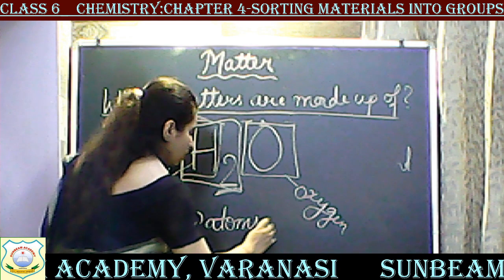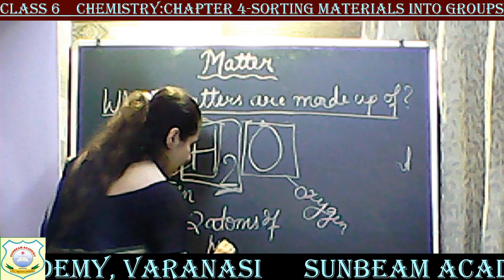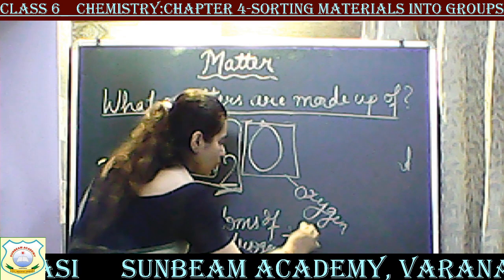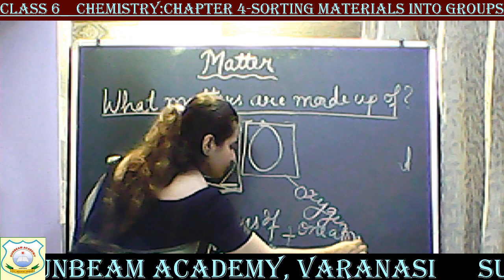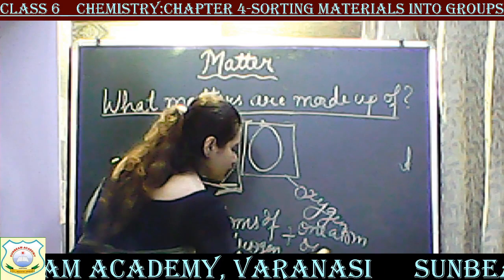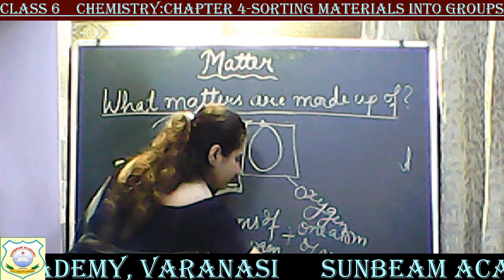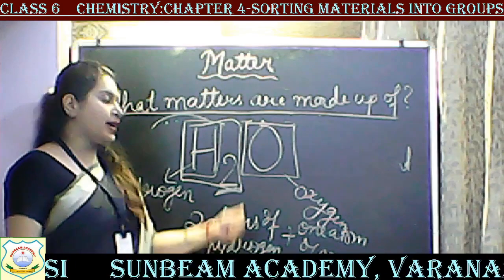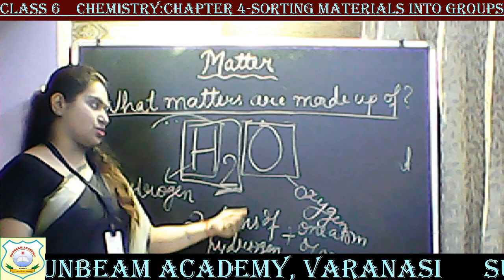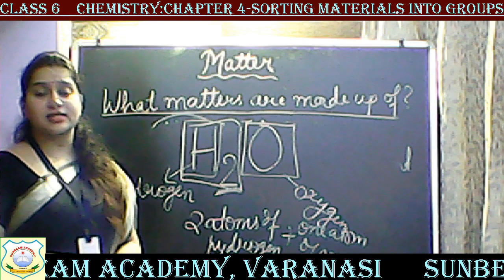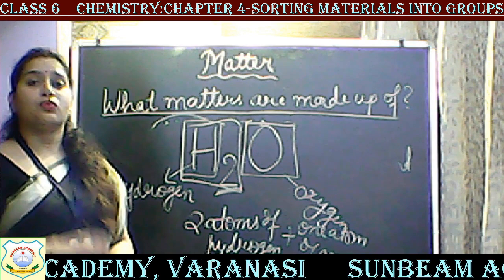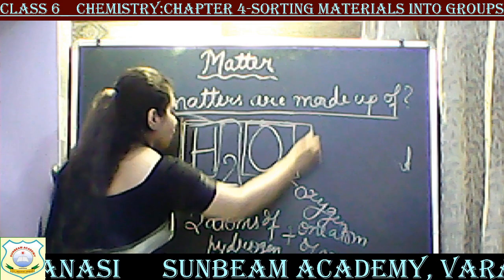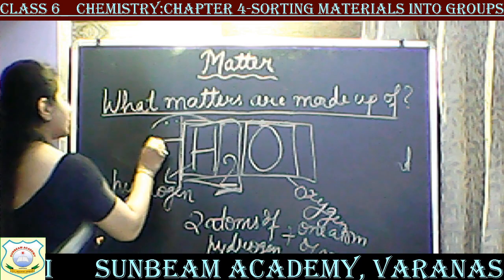Okay? So to make water, we require two atoms of hydrogen and one atom of oxygen. So it makes the water, that is H2O. Now this complete H2O is called a compound.